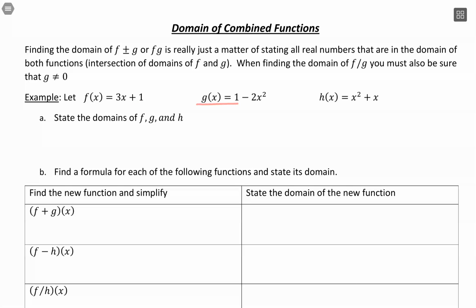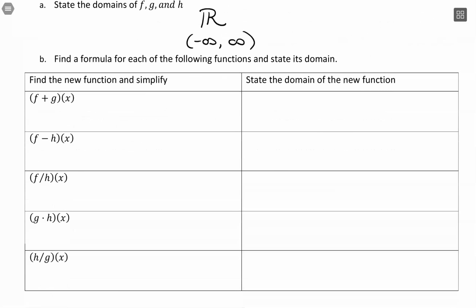So if we have these functions f, g, and h, what can help is just thinking about their domains to start with. Well, f is linear, g is quadratic, h is quadratic, so all of those have domains of all real numbers, or from negative infinity to positive infinity. So they don't have any limitations to them. So what that means is if I start combining them, any combination that doesn't involve division, I can already write the domain down in terms of being from negative infinity to positive infinity.